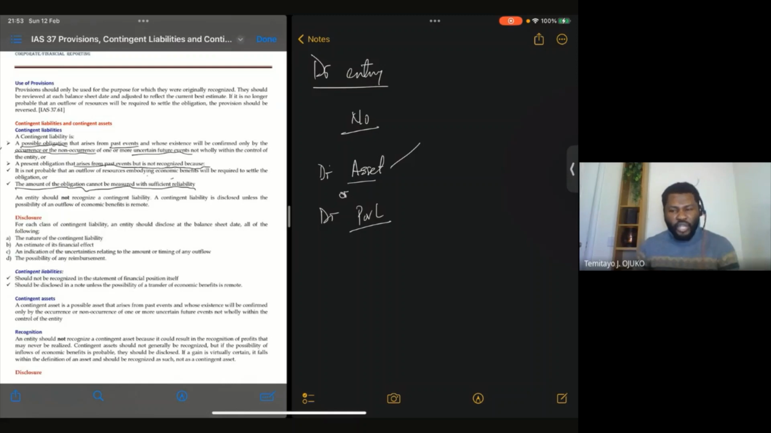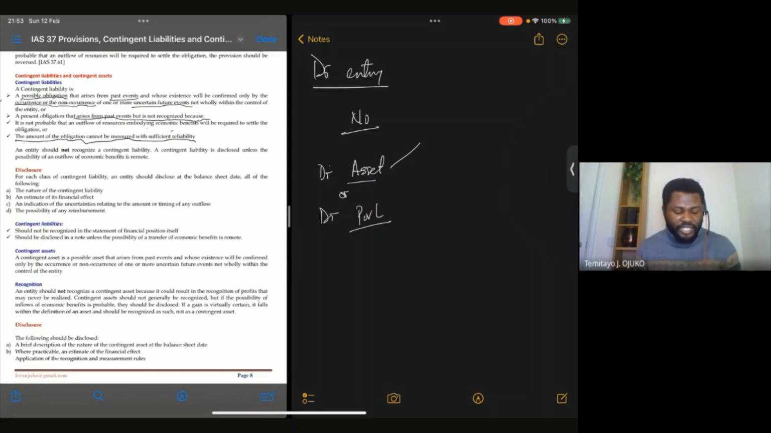Right. We've talked about contingent liability, but I'm just going to look at the bits that we've not talked about. An entity should not recognize a contingent liability. The contingent liability is disclosed unless the possibility of an outflow of economic benefit is remote. So if the possibility is far, then you don't have to disclose. But if it is near, let's say in 3 years' time or 5 years' time, then you have to disclose that. Disclosure for each class of contingent liability: the nature of the contingent liability, and the estimate of the financial effect, if it is possible.